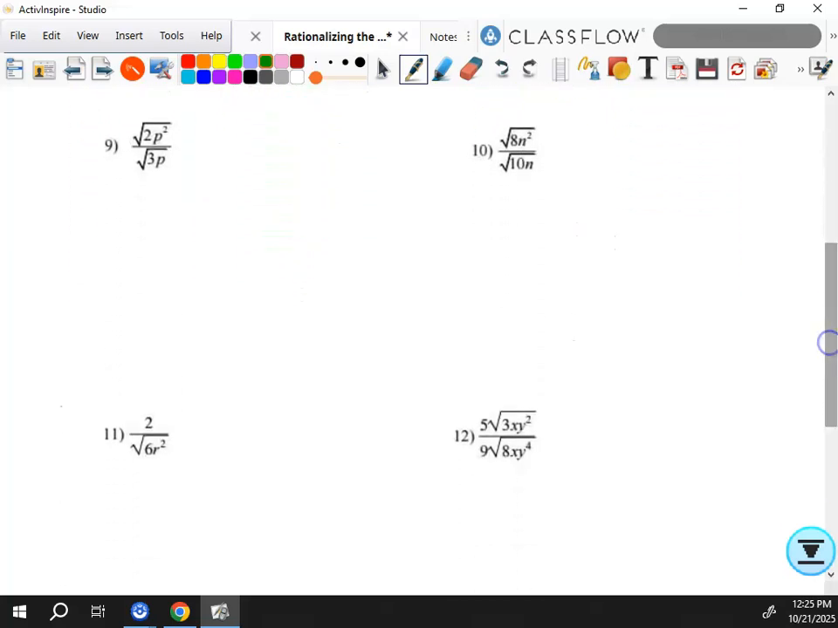Can I simplify 9 first? Yes. In the numerator, the square roots, the 2 has to stay underneath, but can the p come out? Yes. So I get p times the square root of 2 over the square root of 3p.